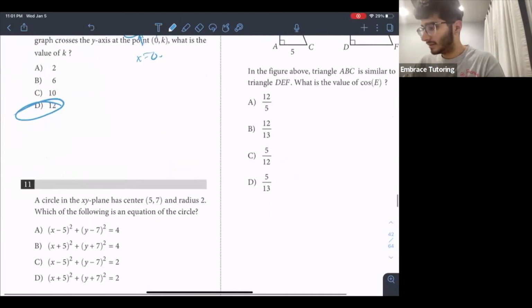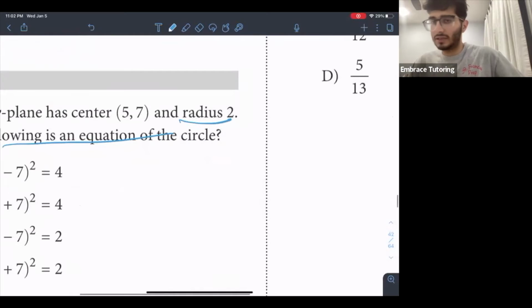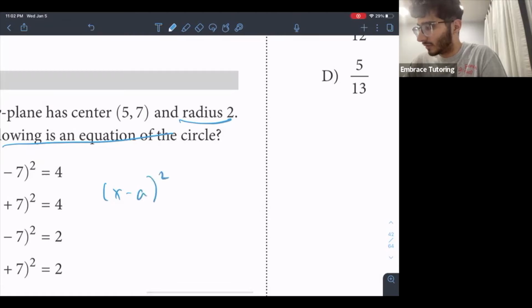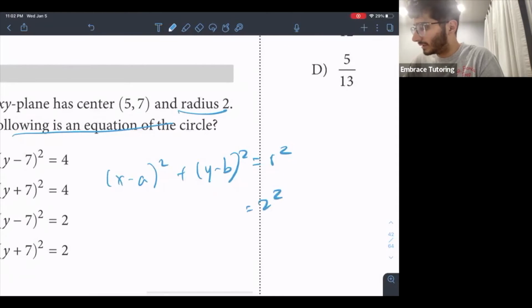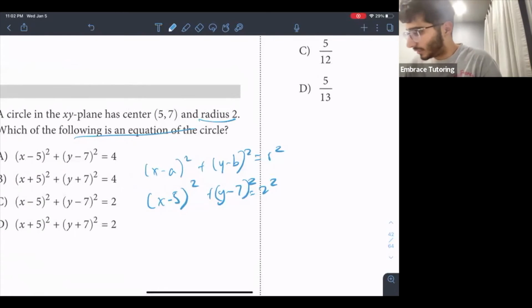Choice D. Question 11. A circle in the xy plane has center (5, 7) and radius 2. Which of the following is an equation of the circle? The first thing I would do is write the equation of a circle: x minus a squared plus y minus b squared is equal to r squared. Since the radius is 2, it would be 2 squared, and this would be x minus 5 squared plus y minus 7 squared.